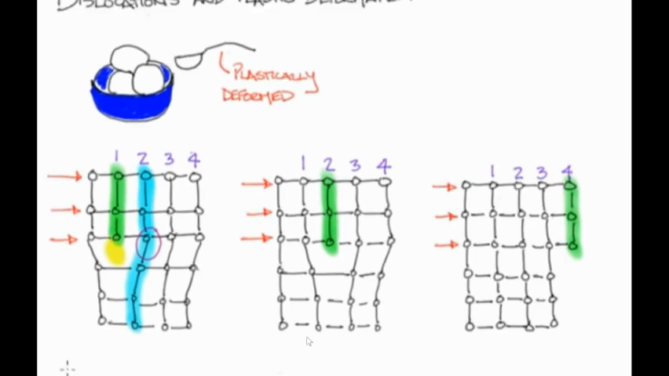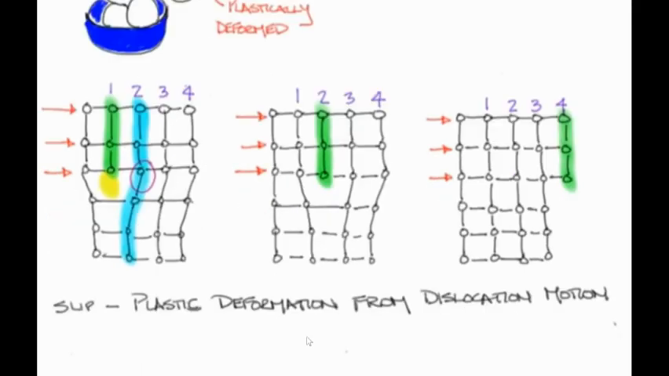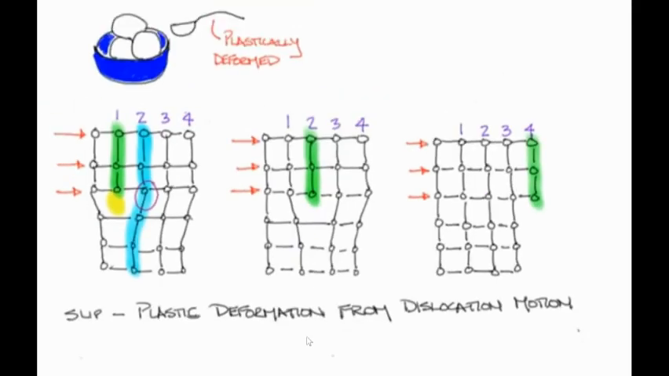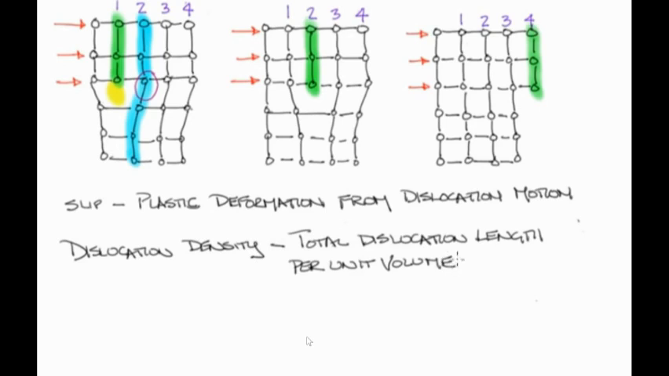So a little bit different than the example that we have here. The definition of slip is plastic deformation produced by dislocation motion. Another concept that's associated with dislocations is this idea of dislocation density. As our materials solidify, we end up having different dislocation densities associated with that metal. Dislocation density is defined as total dislocation length per unit volume.